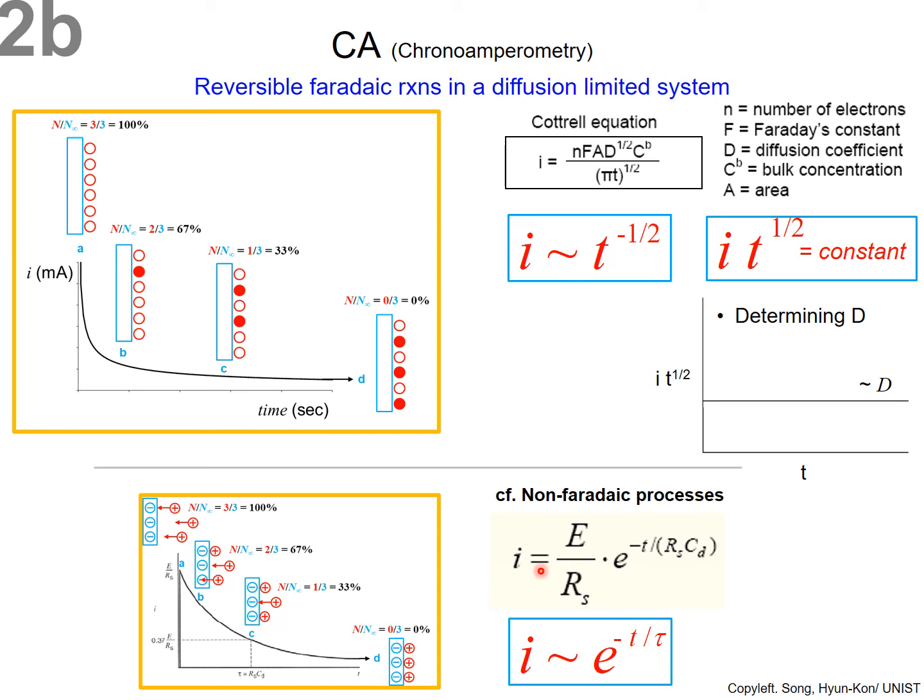However, there are common things. In both cases, the current decreases and then approaches zero. However, the detailed function of time is different between reversible Faradaic reactions and non-Faradaic processes. That is the chronoamperometry.